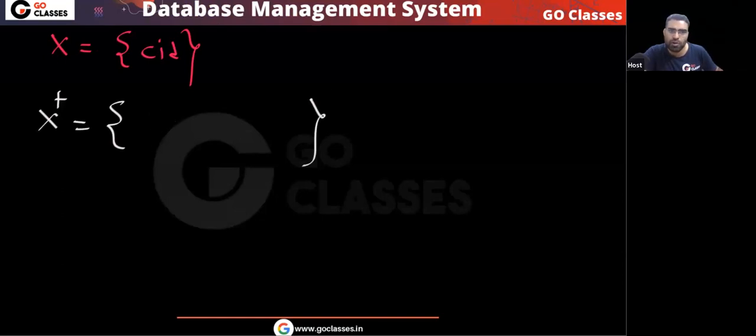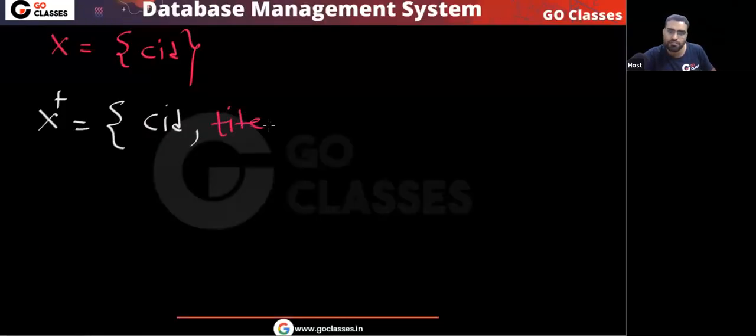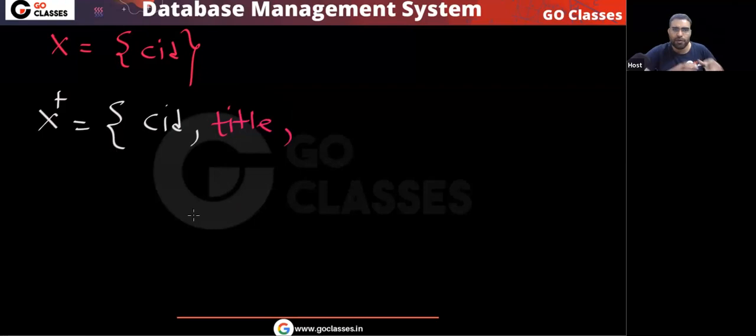Yes or no? What else will you put? What can this CID bring to the table? CID can determine title. Yes or no? Now these two, what can they bring? Remember, the family is growing. The group is getting stronger. Initially you have CID.